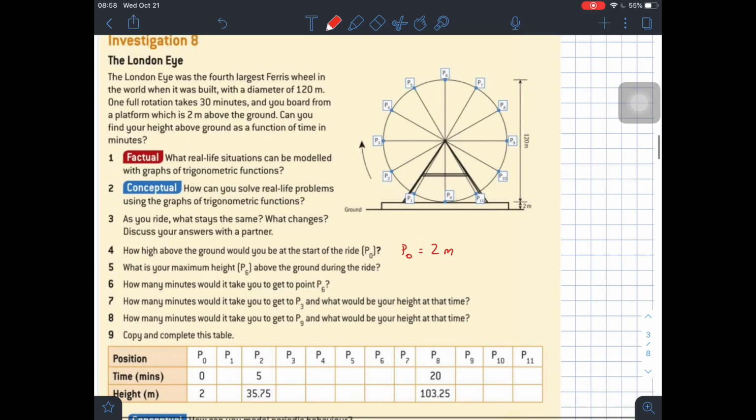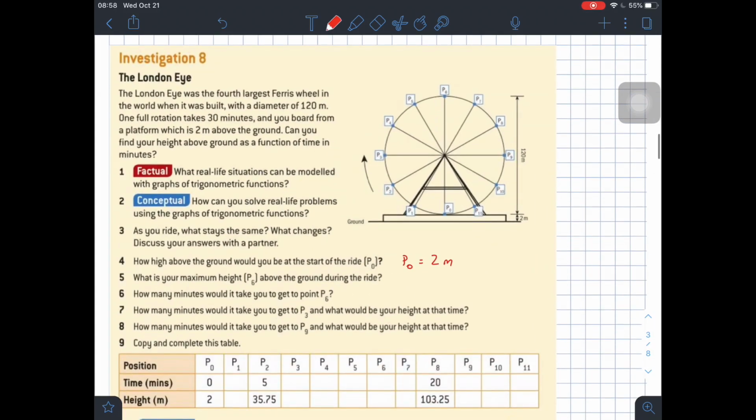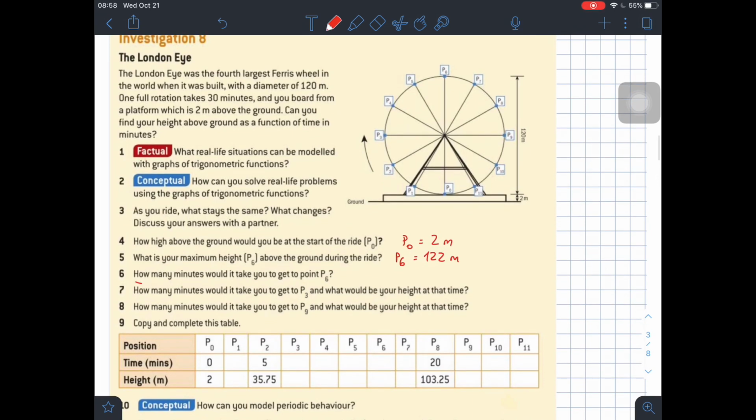Then, what is your maximum height, P6, above the ground during the ride? So if we take a look at P6, which is above here, what is the height here? The height would be 120 meters plus, don't forget about this, plus the 2 meters of the initial position, right? So at P6, we're at 122 meters. P6 equals 122 meters. That's the maximum height. Then it says, how many minutes would it take you to get to point P6?